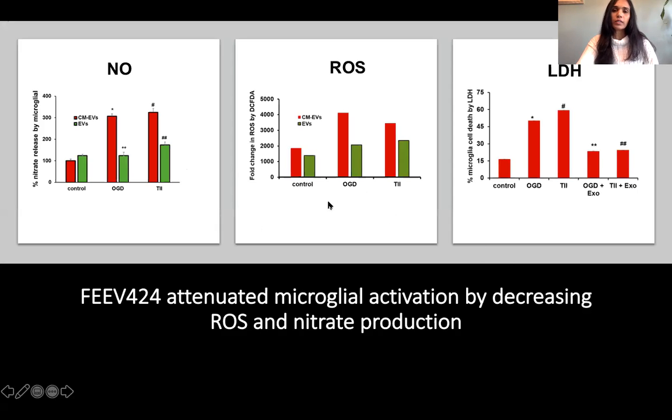And here, these are microglial cells. These are primary retinal microglial cells. And when we studied the nitric oxide production, which is a marker of inflammation, here again the EVs tremendously reduced NO production, ROS, as well as cell death.